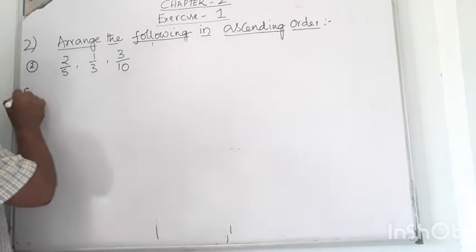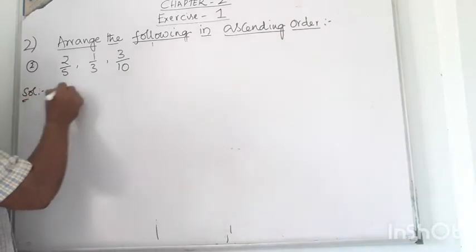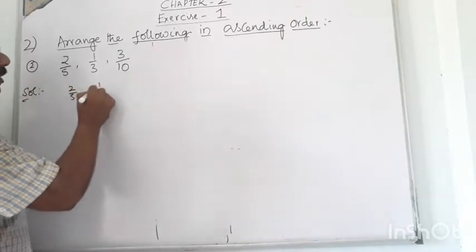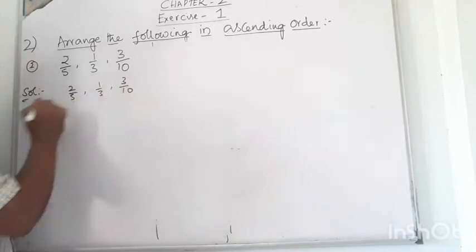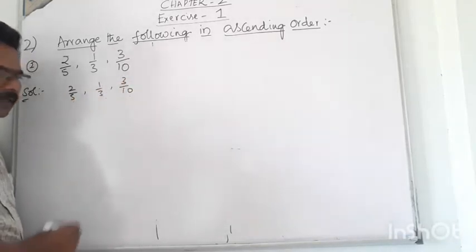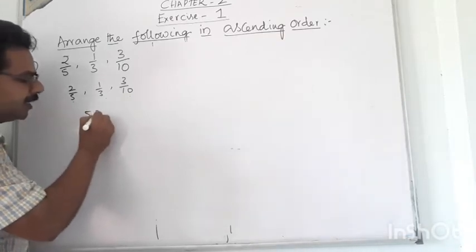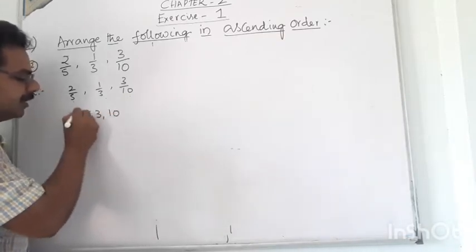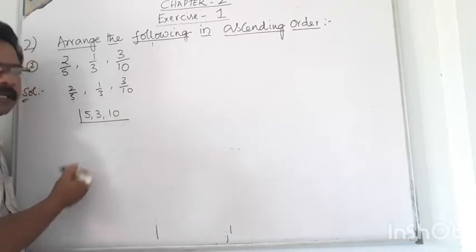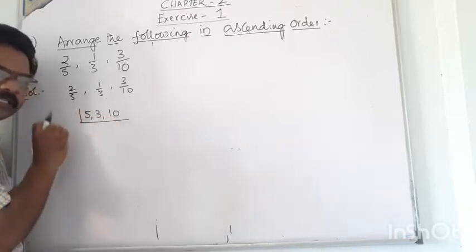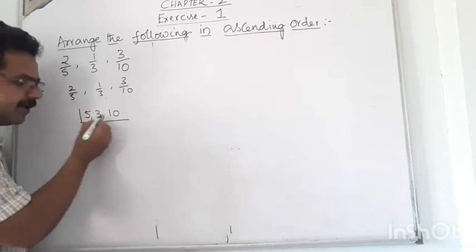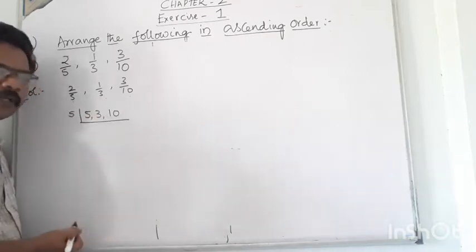So for this solution, we can take 2 by 5, 1 by 3 and 3 by 10. If you observe the denominators, those all are different. So now take the denominators 5, 3 and 10 and find the LCM for these three. In finding the LCM, if two numbers are divisible by the same number, we can use it. 5 and 10 are divisible by 5, so we can use 5.